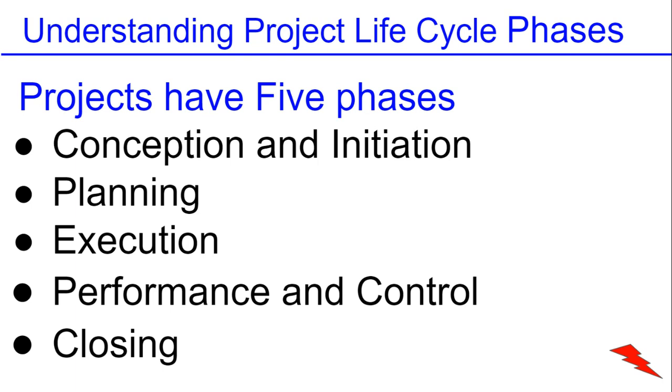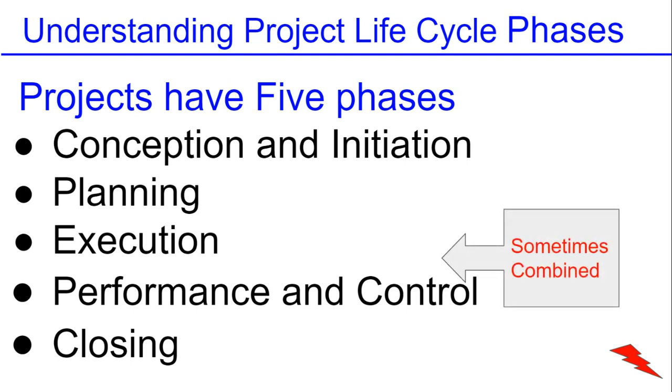So understanding your project life cycle phases. Projects typically have 5 phases: conception, initiation, planning, execution, performance and control, and then closing. Sometimes you may see execution and performance and control combined, and in those cases, it will be brought down to four phases, but typically it is 5 phases.